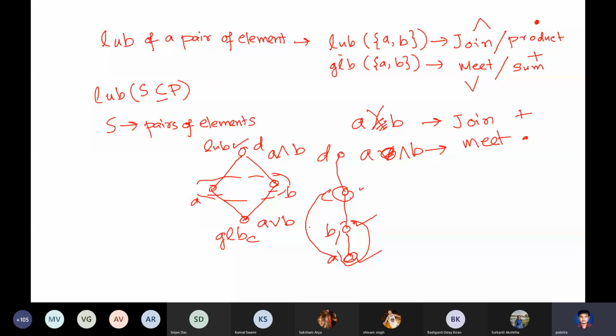Let's quickly see a pictorial representation. So if you take a chain, A, B, C, and D.